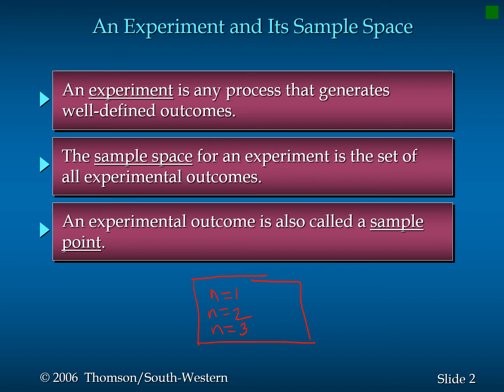Okay, and then just another term, an experimental outcome is also called a sample point. And then eventually you'll hear me talk about sample points also being called random variables. So eventually we'll just use the concept of a random variable to describe the experimental outcome.